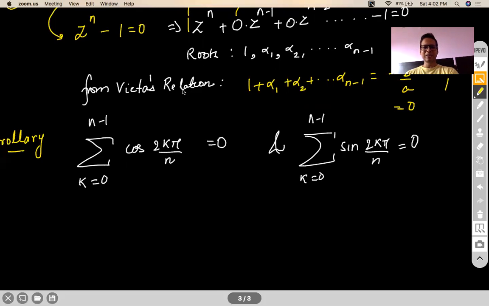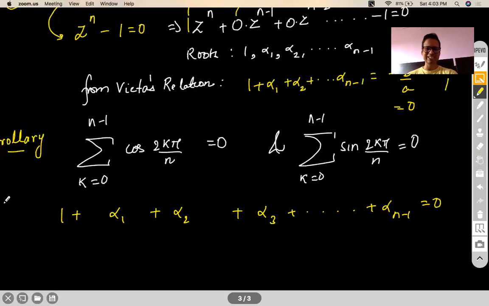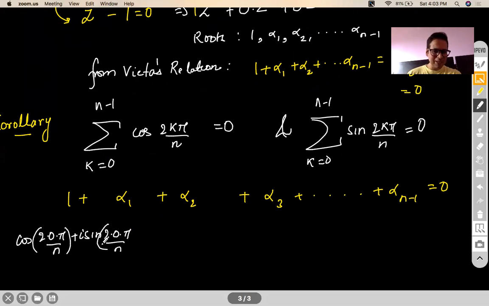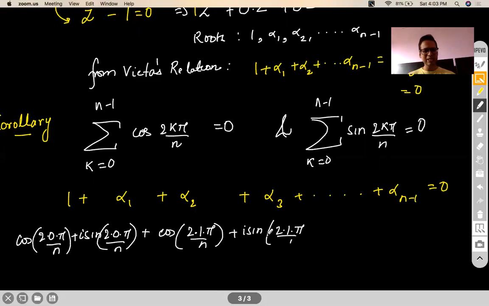Right. So basically, let me write that result once again. Okay, so this was the result, isn't it? What I did was, I wrote 1 as cos 2 into 0 into pi by n plus i sine 2 into 0 into pi by n. Don't treat it as 20 pi by n, it is 2 into 0 into pi by n. Alpha 1, I'm writing as cos 2 into 1 into pi by n plus i sine 2 into 1 into pi by n. So this is your 1, this is your alpha 1.